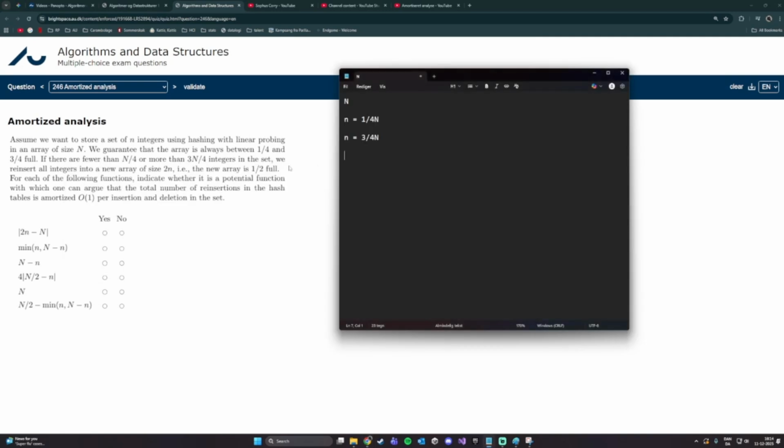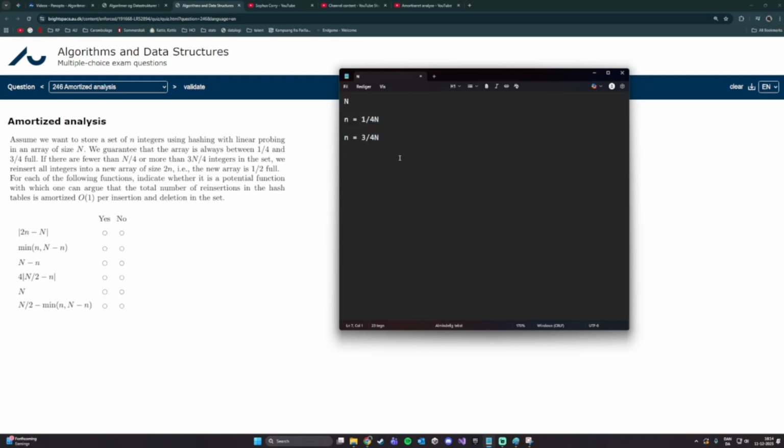Interesting. Okay, so for each of the following functions indicate whether it's a potential function. Now, I would say it's kind of hard to think of a potential function, but it is doable to verify them using these rules of noticing that it's not allowed to be negative. The potential has to go down when we do an expensive operation, so we actually use some of the potential. We still need to have some potential left for the next operation when we've done an expensive operation, and all answers which are within a constant factor of the correct answer are also correct, I believe, in all of these cases.